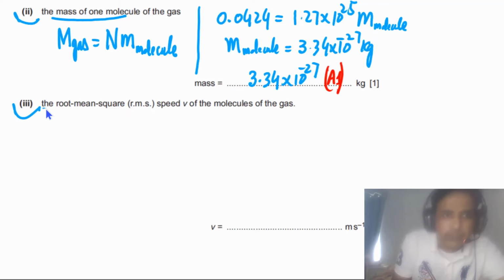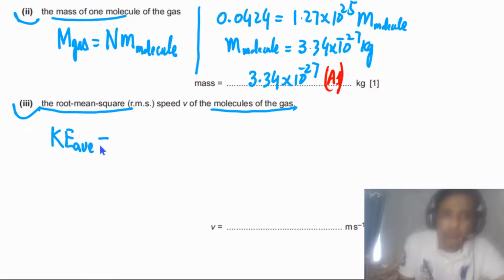For our third part, we need to calculate the root mean square speed of the molecules of the gas. So we can start with the average translational kinetic energy of molecules, and this is equal to 3 by 2 kT. T has to be in kelvin, meaning this has to be the thermodynamic temperature. And the average kinetic energy of molecules, we can simply write down, this is 1/2 m, the mass of a single molecule, times the mean square speed.